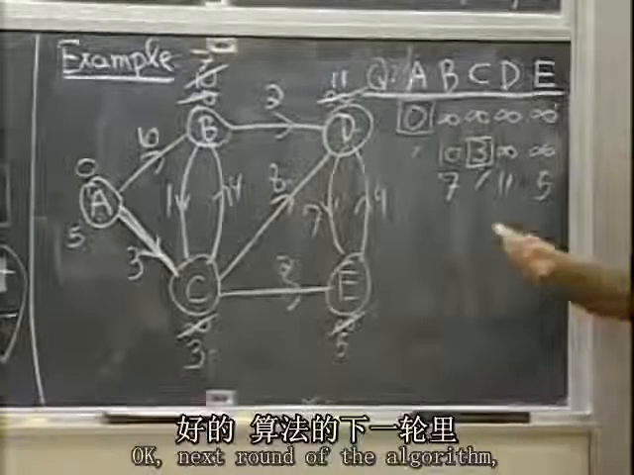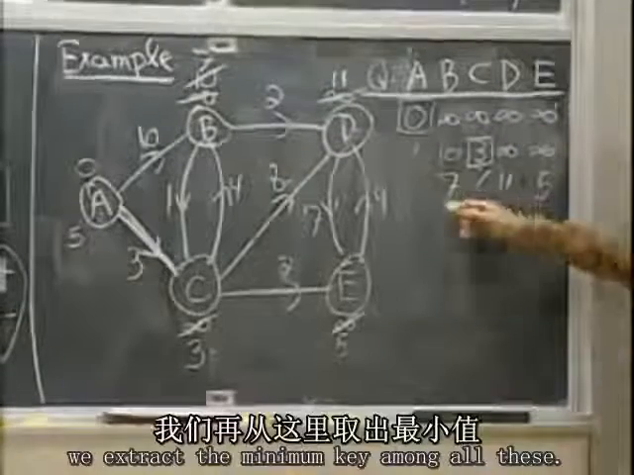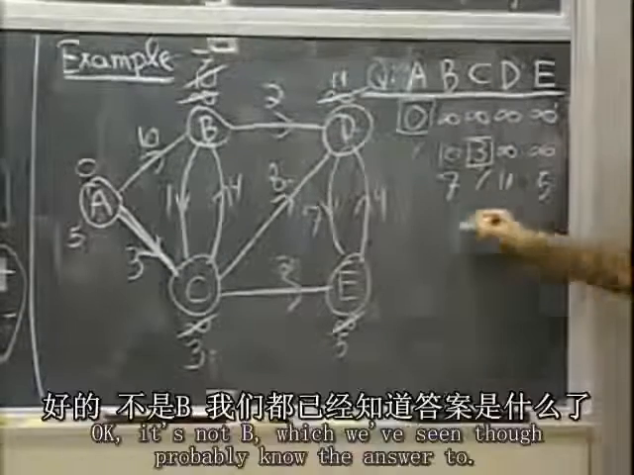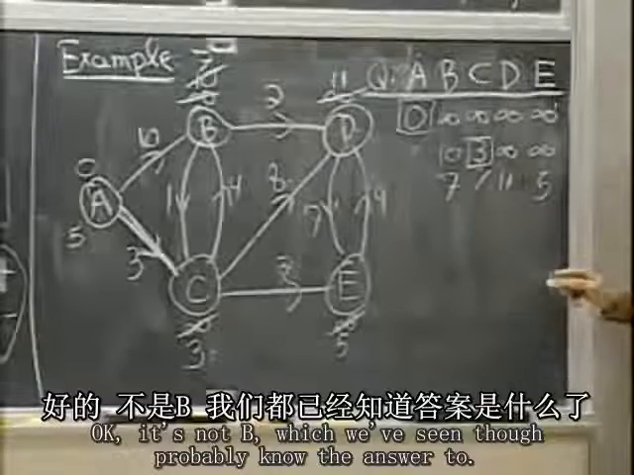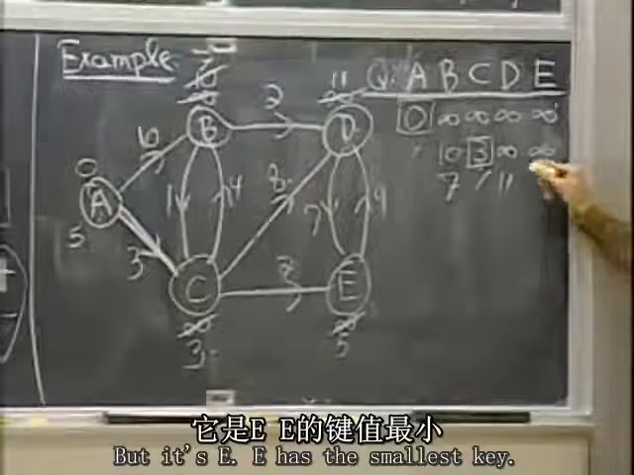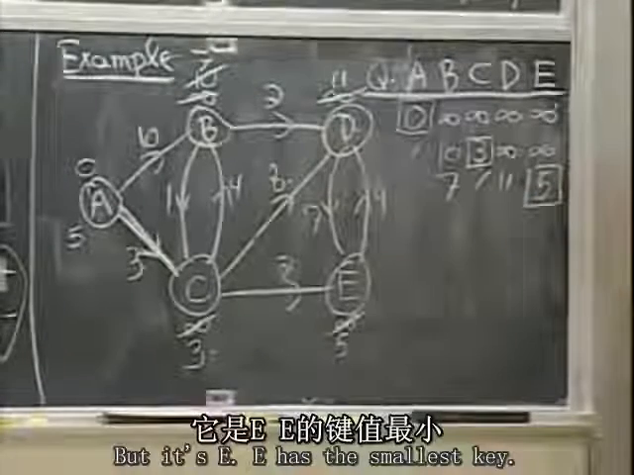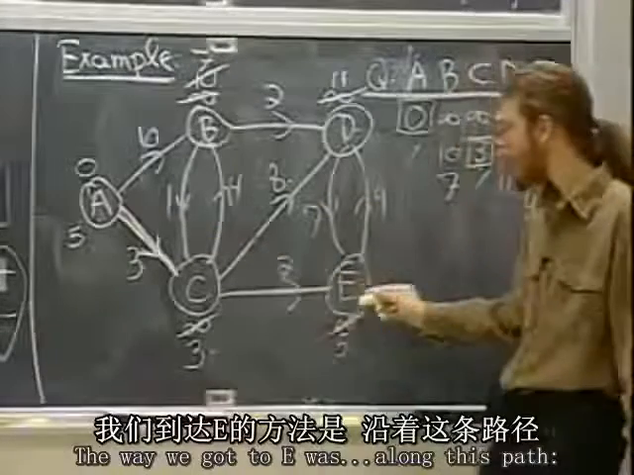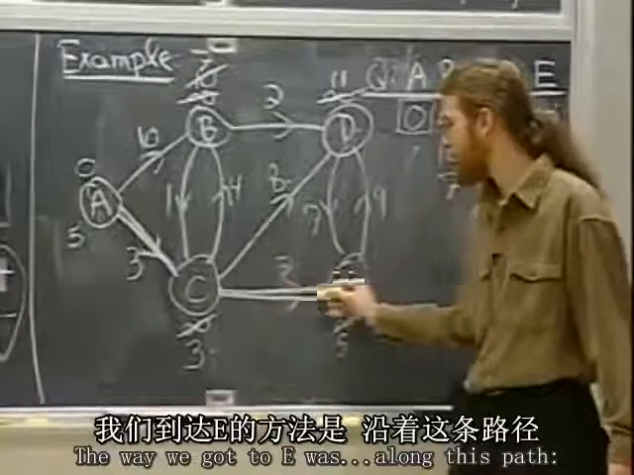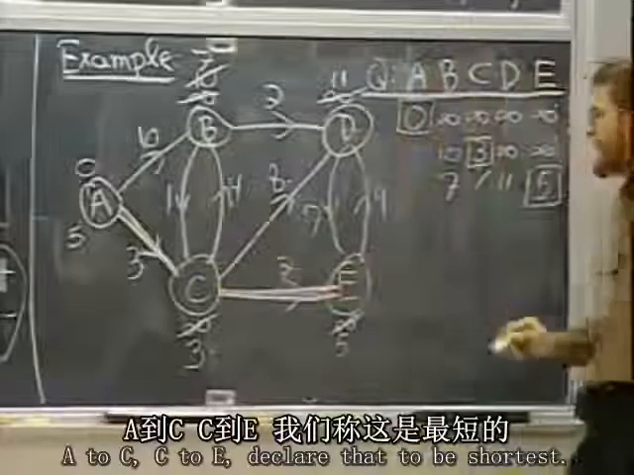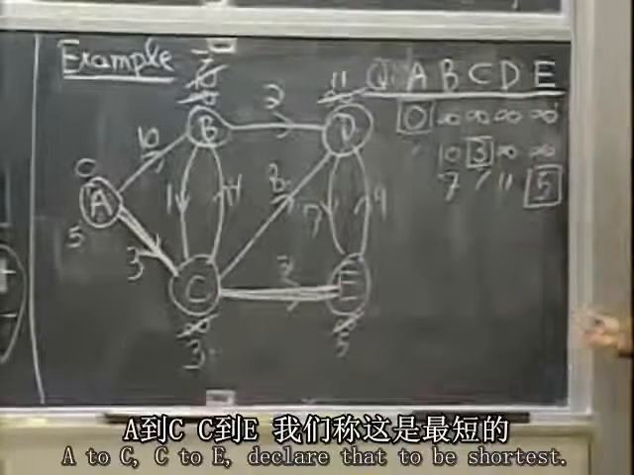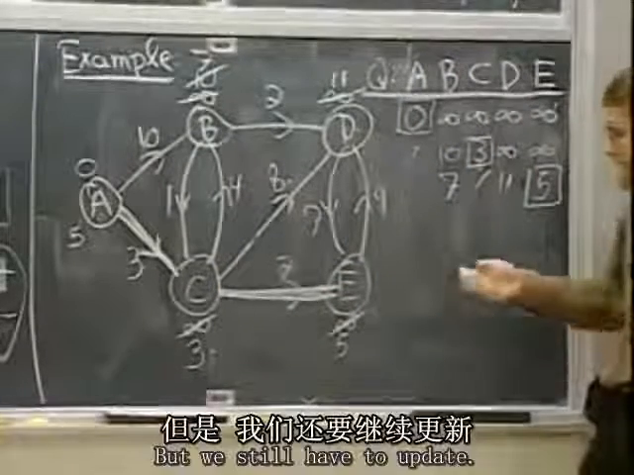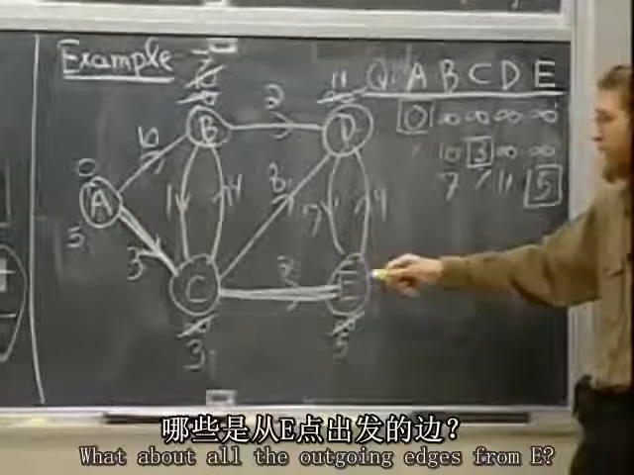Okay, next round of the algorithm, we extract the minimum key among all these. It's not B, which we've seen and probably know the answer to, but it's E. E has the smallest key. So we now declare this to be a shortest path. The way we got to E was along this path, A to C, C to E. Declare that to be shortest. We claim we're done with E, but we still have to update all the outgoing edges from E.